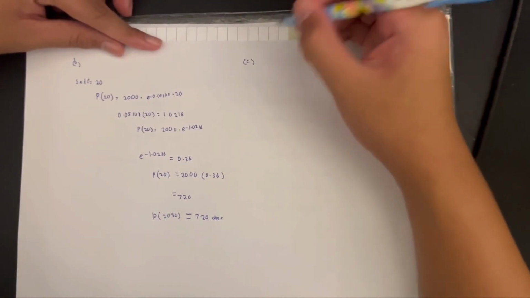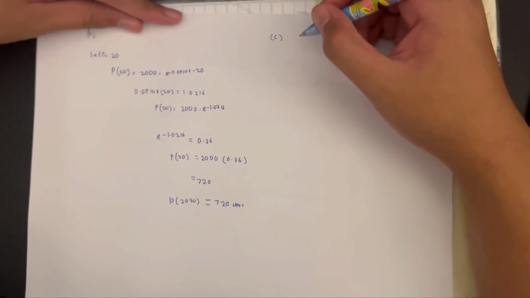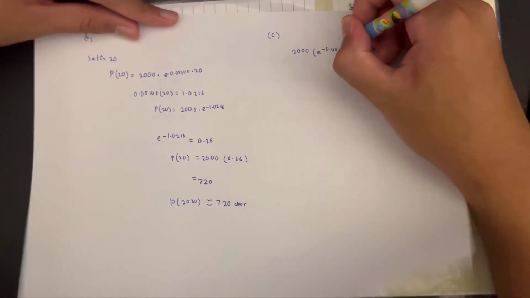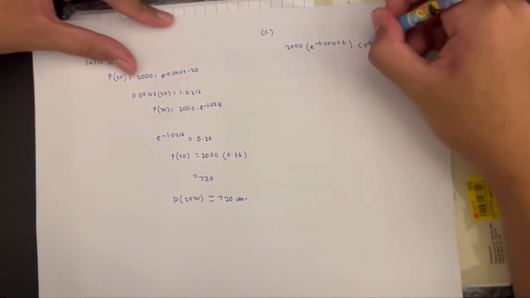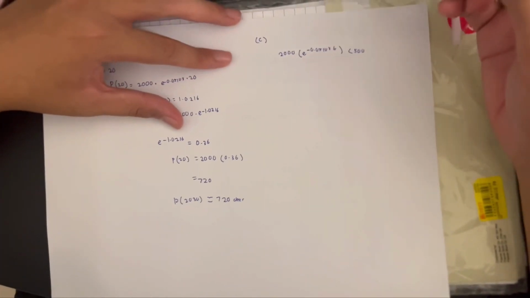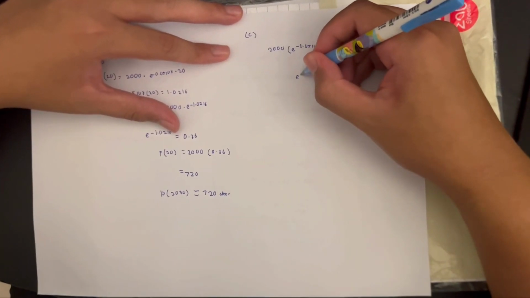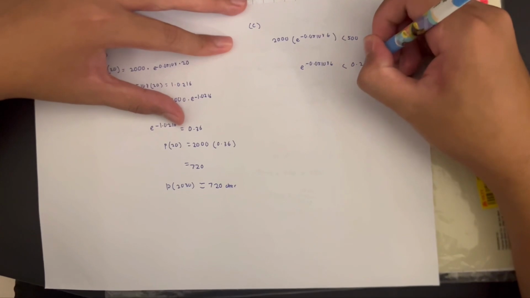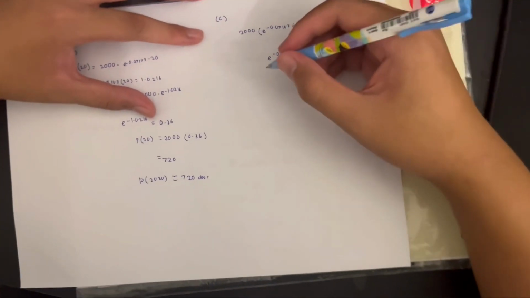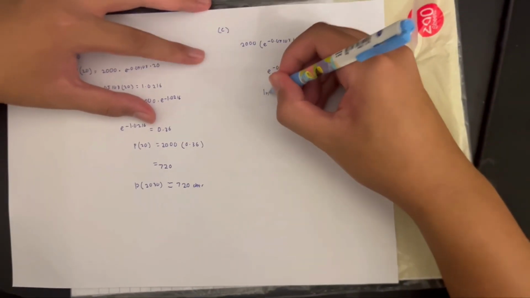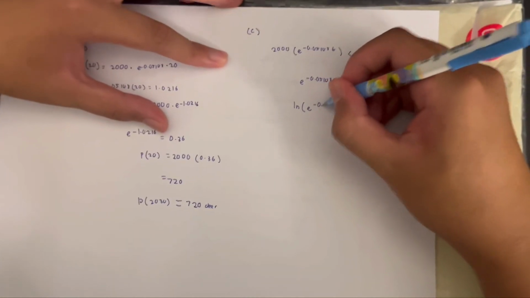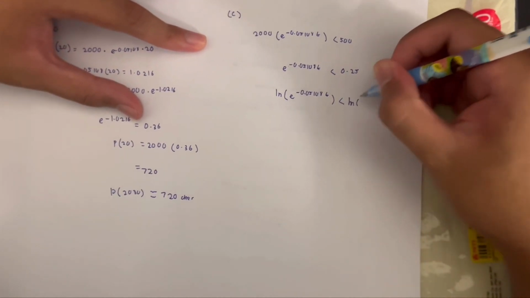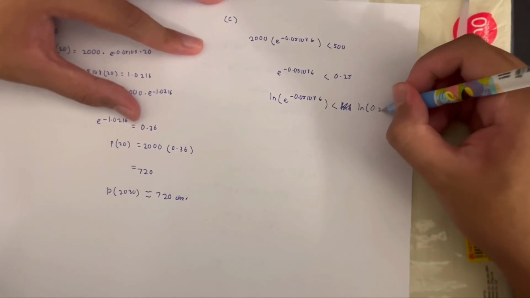For solution for question C, to find when the population drops below 500, we want to solve 2000 e to the negative 0.05108t less than 500. Step 1. Divide both sides by 2000. So e to the power of negative 0.05108t is less than 0.25. And step 2, take the natural logarithm of both sides: ln of e to the negative 0.05108t is less than ln of 0.25.